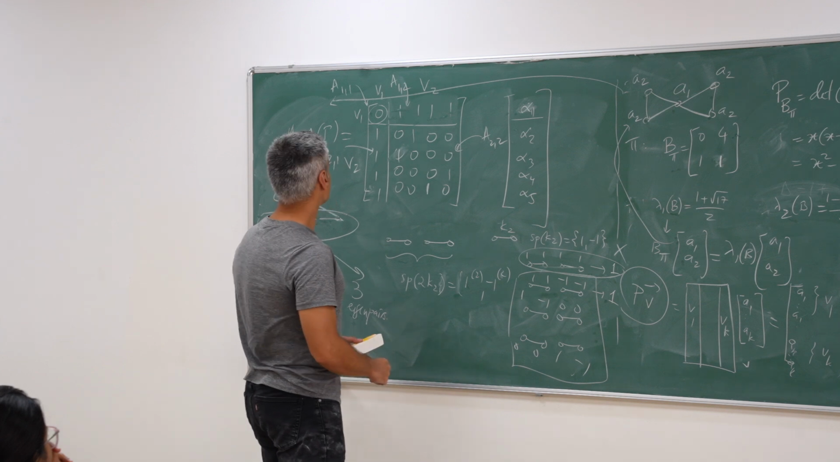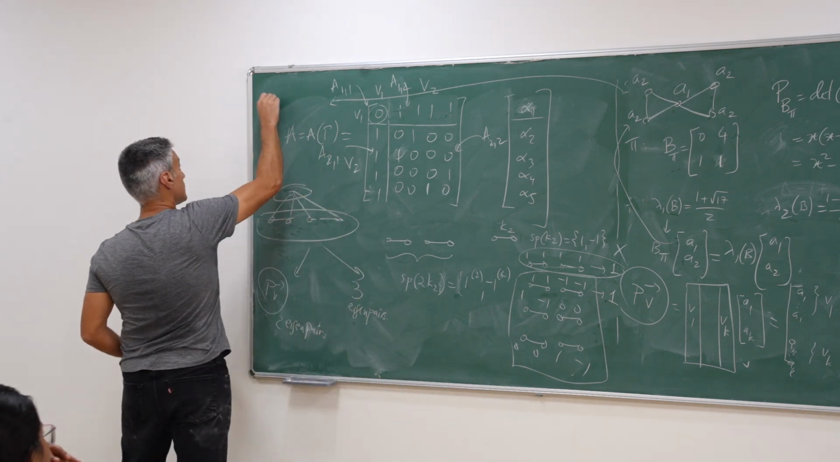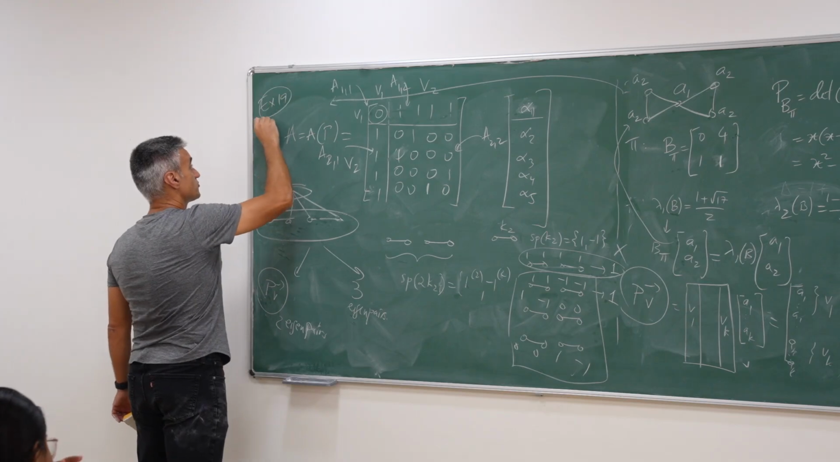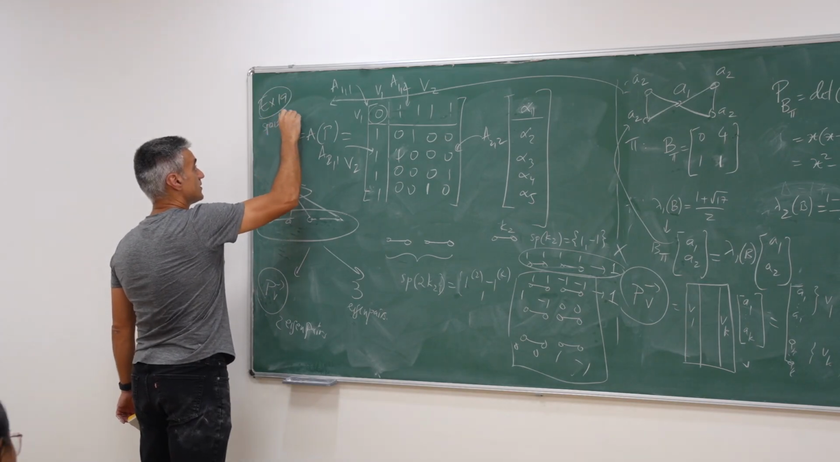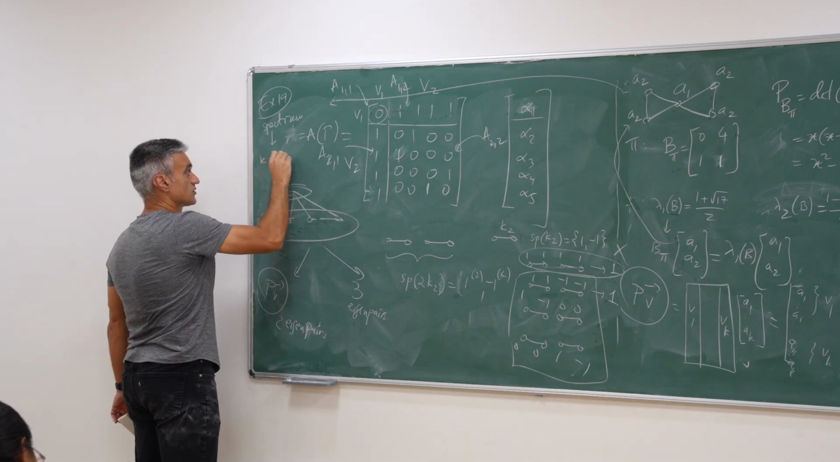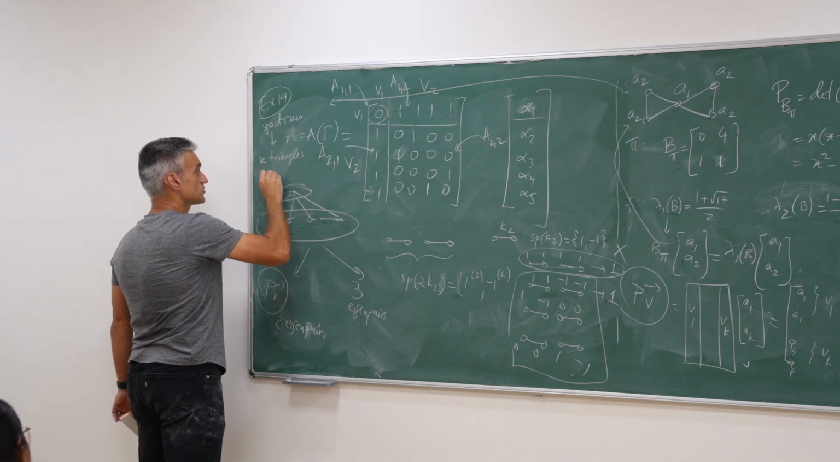So what exercise are we at? 18, 19. Find the spectrum of K triangles meeting at one vertex.